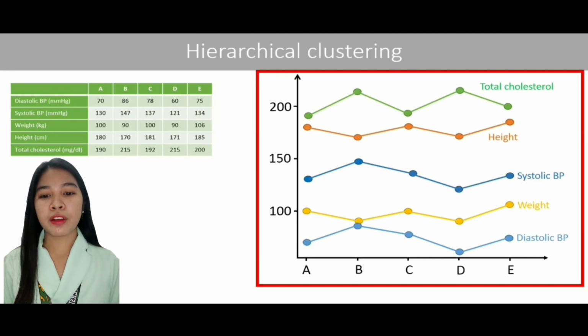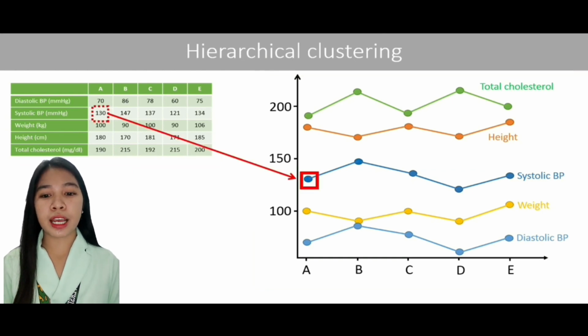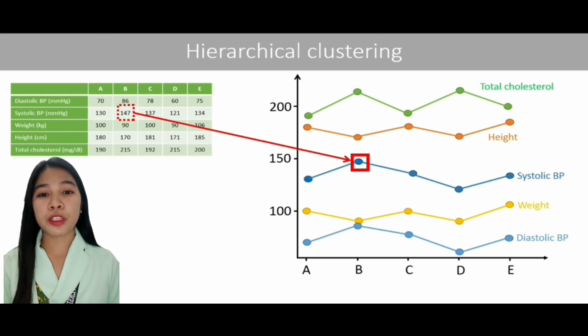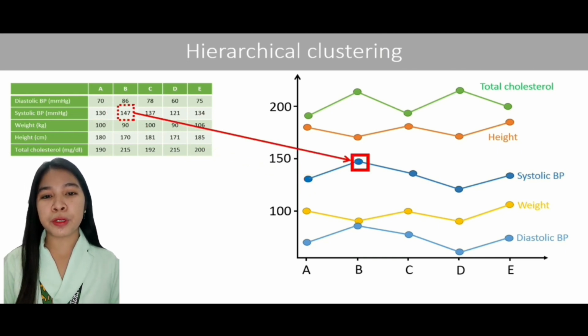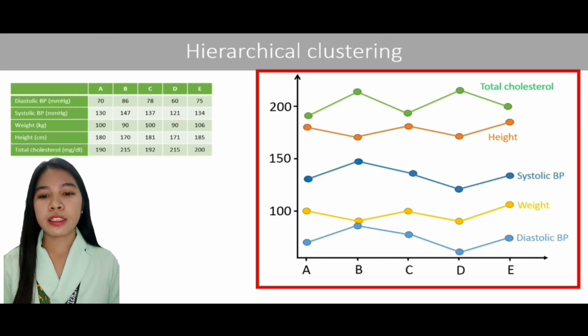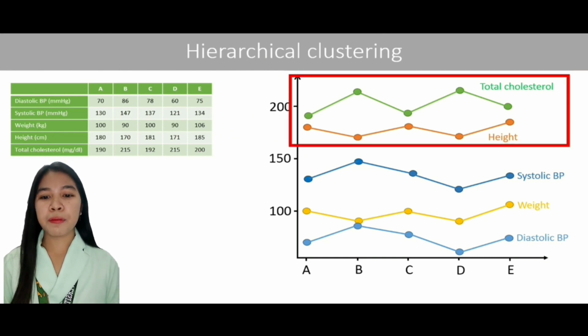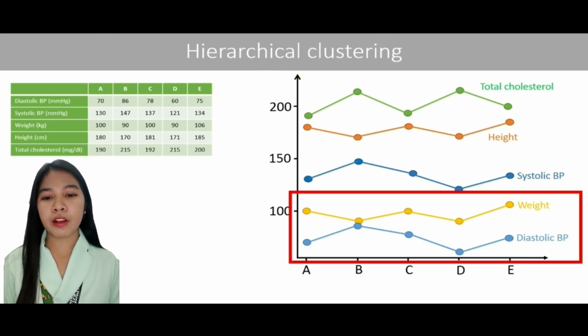The following profile plot of the 5 different variables will help to understand how clustering works. For example, this point represents the systolic blood pressure of person A, whereas this point represents the systolic blood pressure of person B, and so forth. Let's say we would like to group variables that have similar values. For example, it seems reasonable to group the total cholesterol level with the body height, and the variables body weight and diastolic blood pressure, because these pairs of variables have similar values.